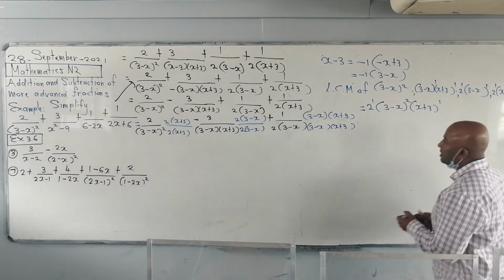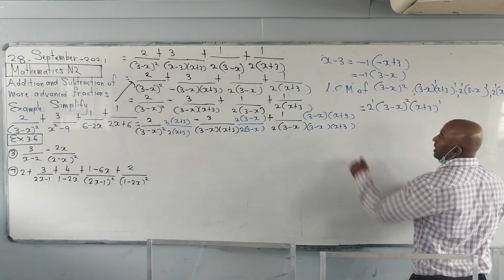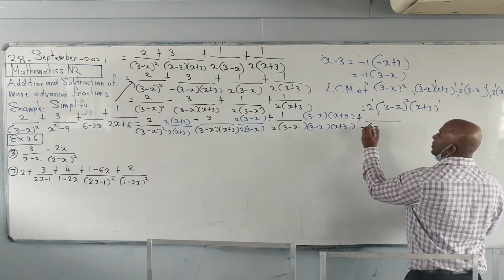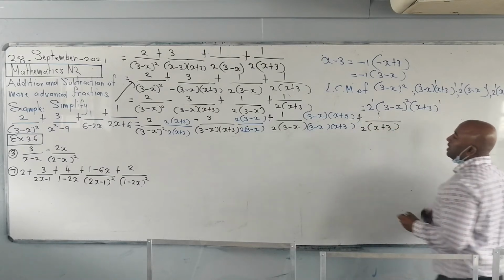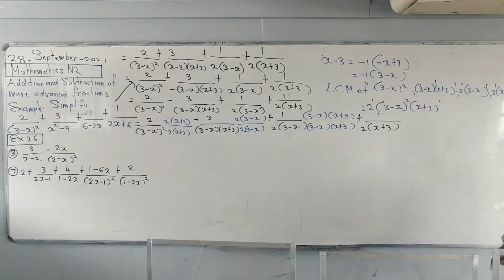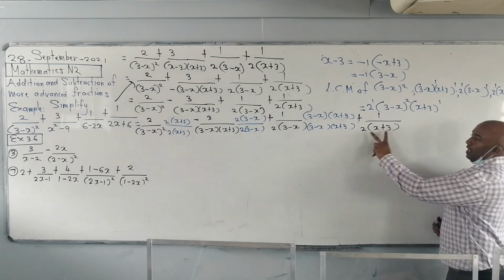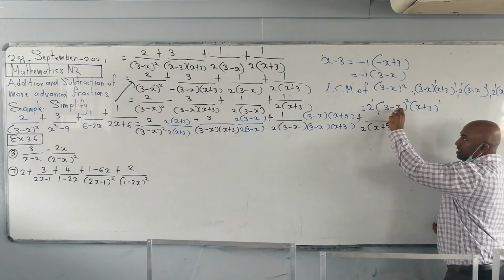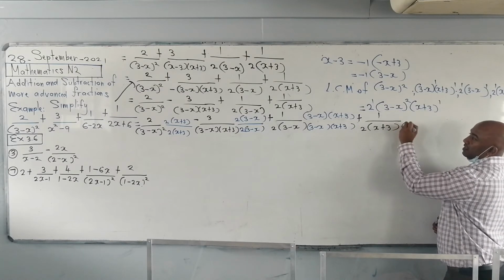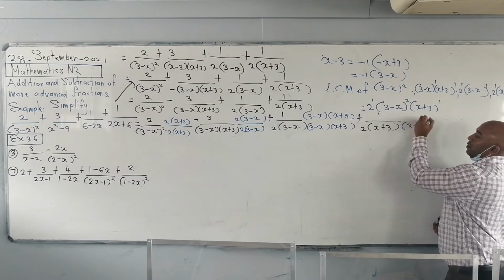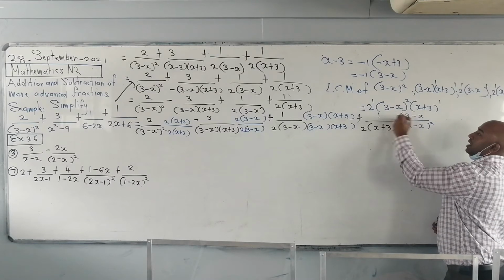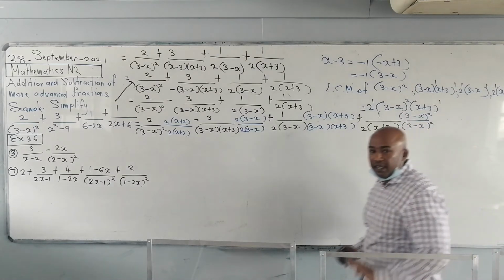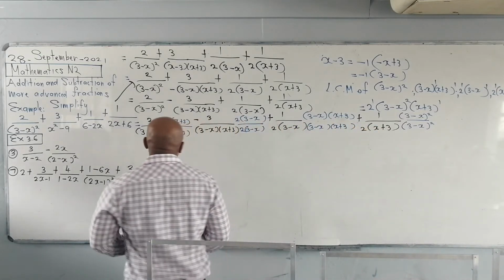One more term there. Then I got plus 1 all divided by 2 times x plus 3. Now let's compare. I got 2 times x plus 3 here. What's missing here is this one only. Can you see that? 3 minus x all squared. Now, they all have the same denominator.